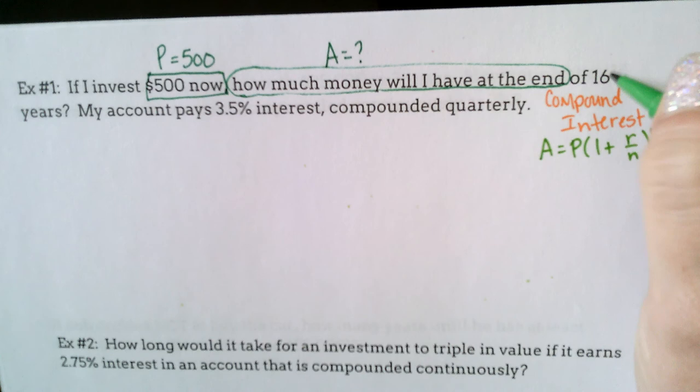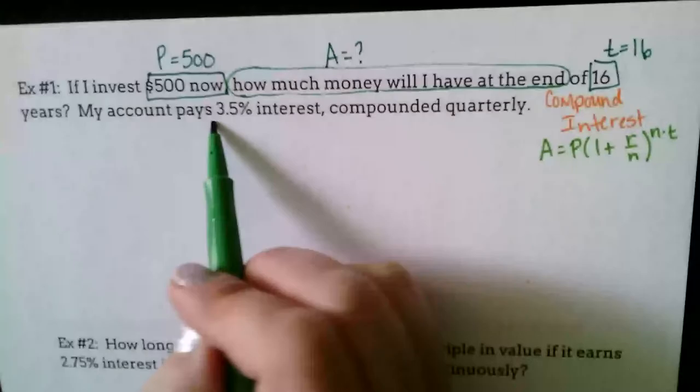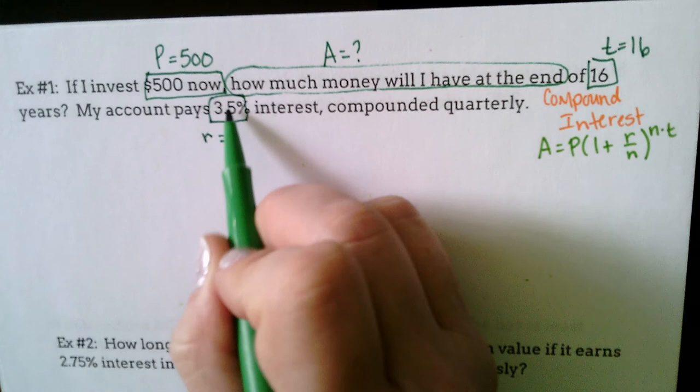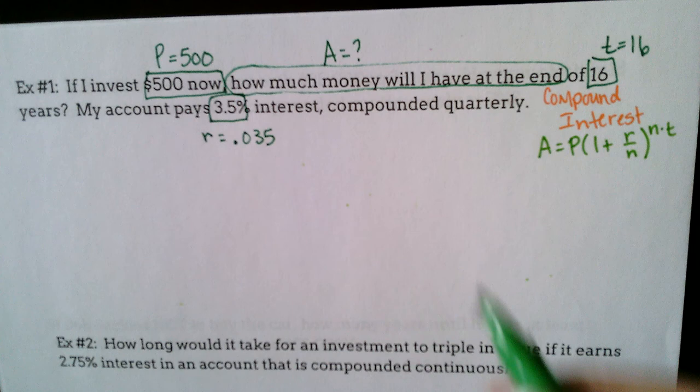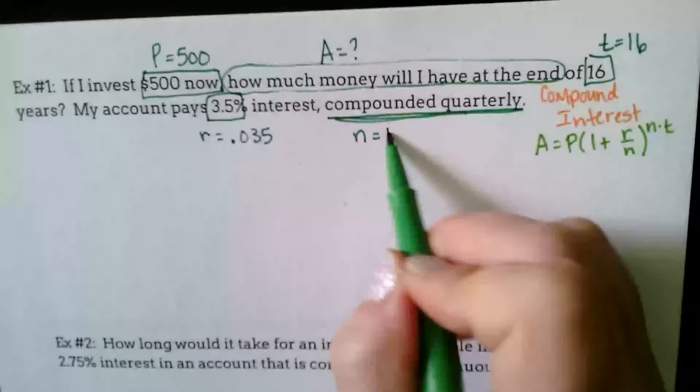16 years, that's T. So T equals 16. My account pays 3.5% interest. So that's my interest rate R. And I got to move my decimal two places. So R would be 0.035. And compounded quarterly, that's N. So quarterly means 4 times a year. So N would be 4.